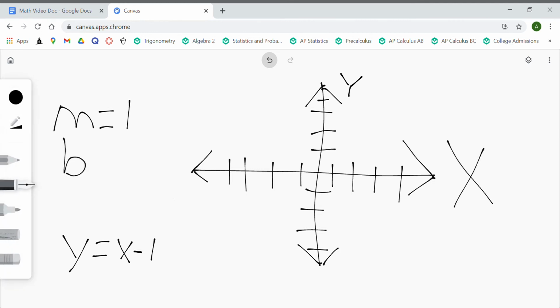And then b is equal to the y-intercept. Notice the subtraction sign, guys. So we can write negative 1 here. And then we could just plot the y-intercept right there. Then, as we go up 1, we go 1 to the right. Pretty simple, guys. Not that bad, is it? Hopefully not.